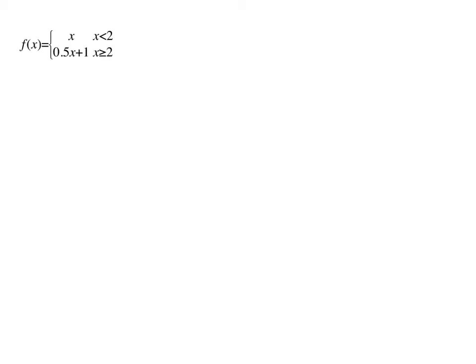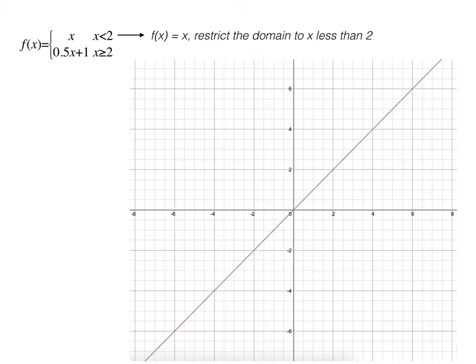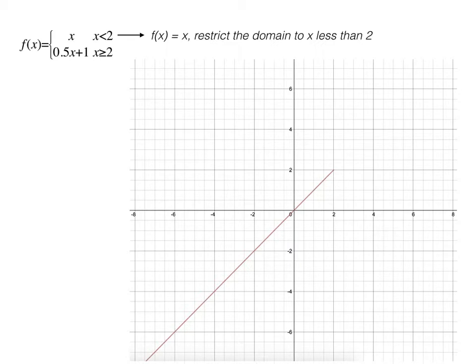So we have this. What is that? Well, this is telling us that f of x is equal to x, but we have to restrict the domain to x is less than 2. So when x is less than 2, f of x equals x. So we can go ahead and graph that right there. But wait a minute, that's not just x is less than 2. We have to take out that part, so we just have the stuff that's less than 2.